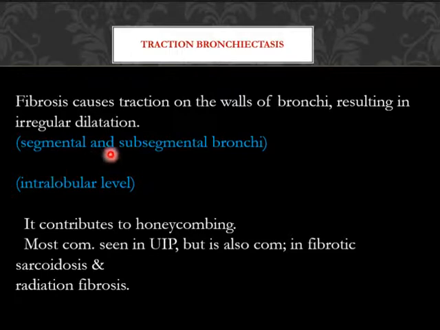Traction bronchiectasis is due to fibrosis which causes traction on the walls of the bronchi, resulting in irregular dilatation. They are usually segmental, involving segmental and subsegmental bronchi, but at the intralobular level, it causes honeycombing. Traction bronchiectasis by itself causes honeycombing, and is most commonly seen in usual interstitial pneumonitis, but can also be seen in fibrotic sarcoidosis and radiation fibrosis.